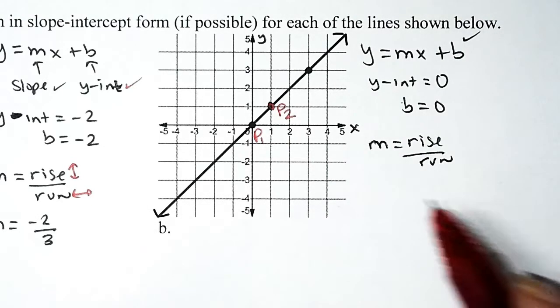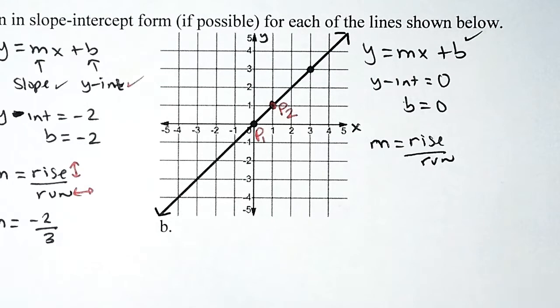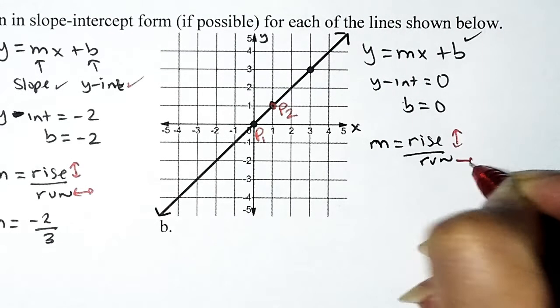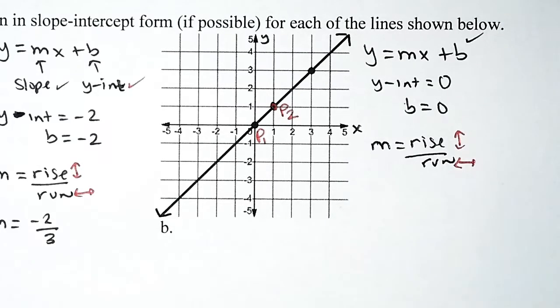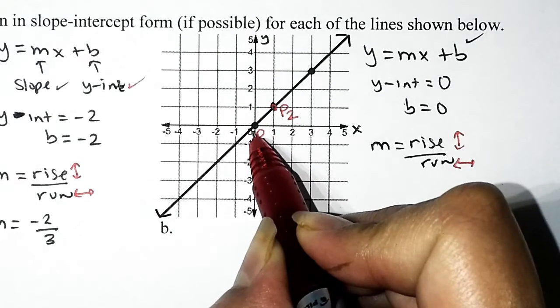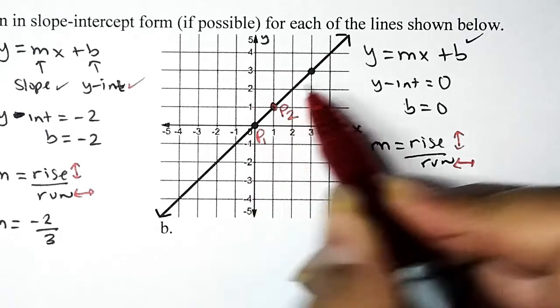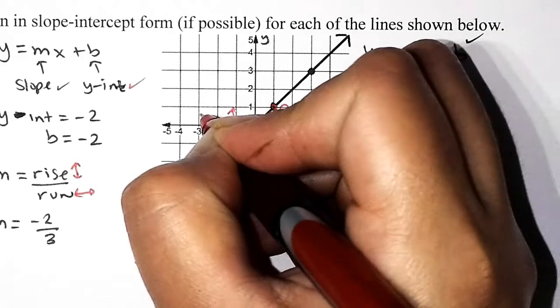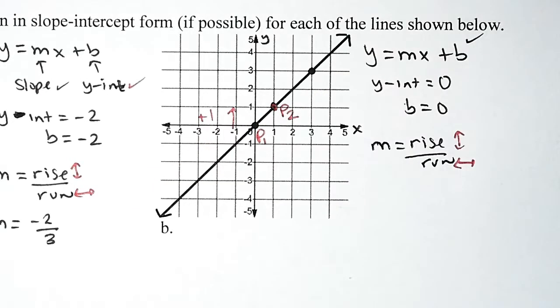So slope, ratio of rise to run. How many units are we going up or down to be at the same height? And then how many units run? How many units are we going side to side to get to our mark? So if I start at point 1, to be at the same height as point 2, we're going to go up 1 unit. So our rise will be +1.